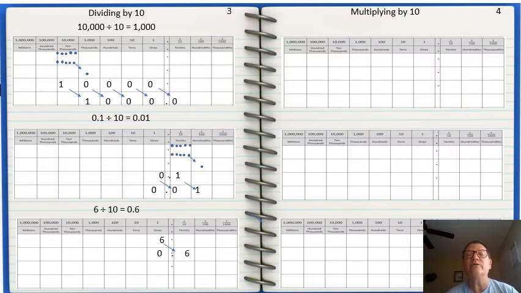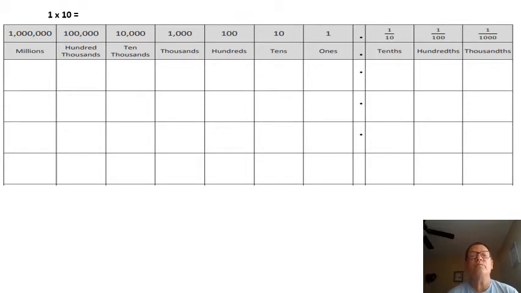All right, so let's take a look and see how that works. The first one we have here is 1 times 10. Here is my 1. Now, I'm going to multiply that by 10. So there's 1, 2, 3, 4, 5, 6, 7, 8, 9, 10. And now we know that when we regroup 10, it's going to cause us to move one place value to the left. So now we know that 1 times 10 would equal 10.